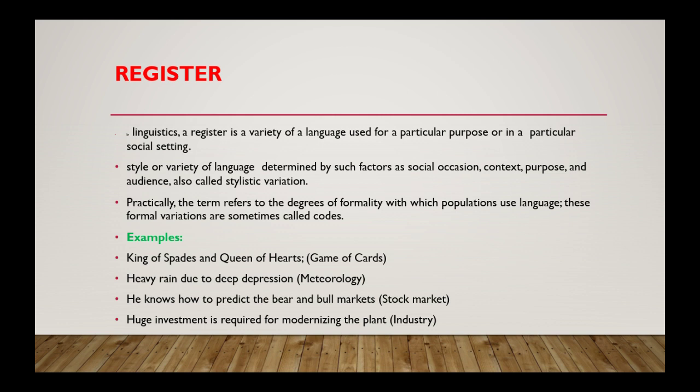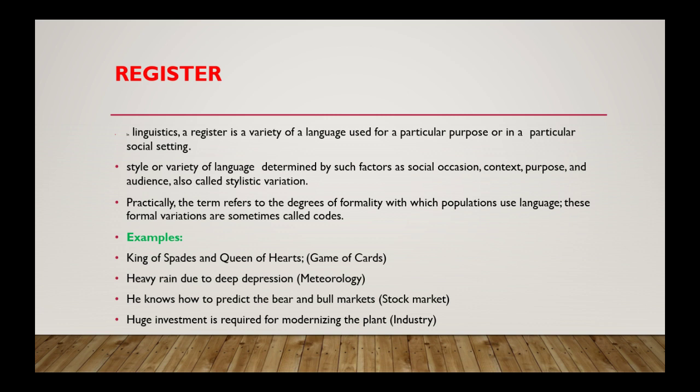Next is register. Now, in linguistics, a register is a variety of a language used for a particular purpose or in a particular social setting. The style or variety of language determined by such factors as social occasion, context, purpose, and audience, also called stylistic variation. So these are the factors which demand this register, whether it's social occasion, context, or purpose. Practically, the term refers to degrees of formality. So it is a formal way of speaking with which populations use language. These formal variations are sometimes called codes.